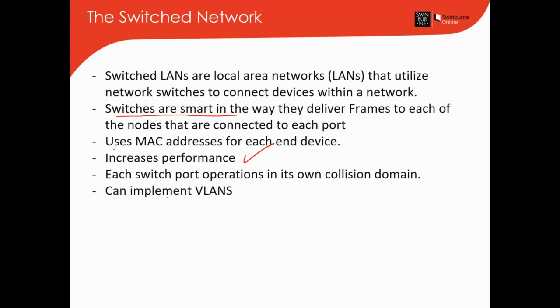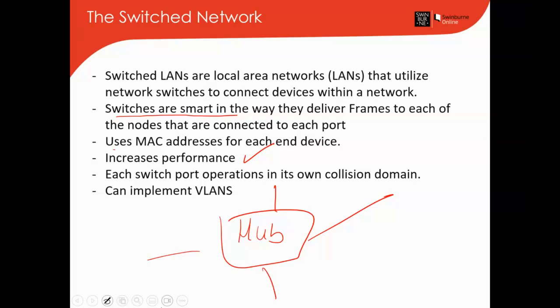The performance is better. Now, each port has its own collision domain. In other words, there's no collisions, okay? So if you have a hub in the old days, anything that's connected to it is a collision domain. But with a switch, each port is its own collision domain. There's only one switch port to one computer. There's no collisions there. It's only one-to-one.